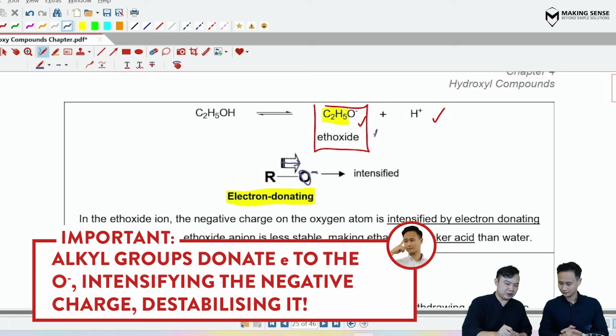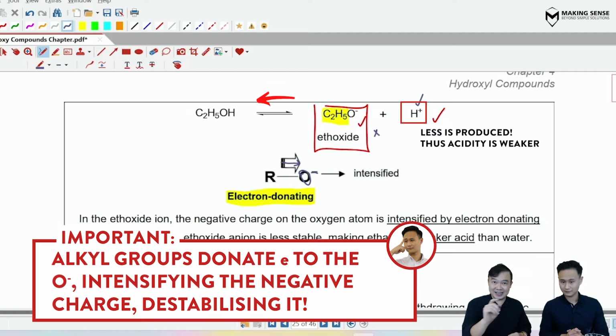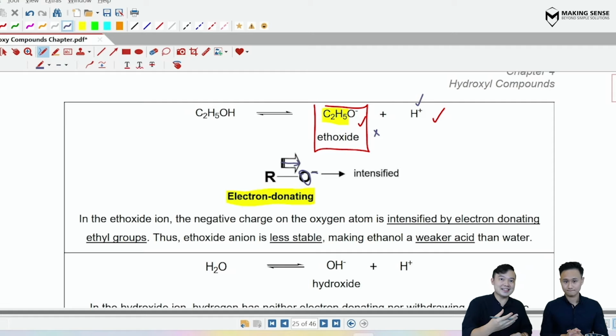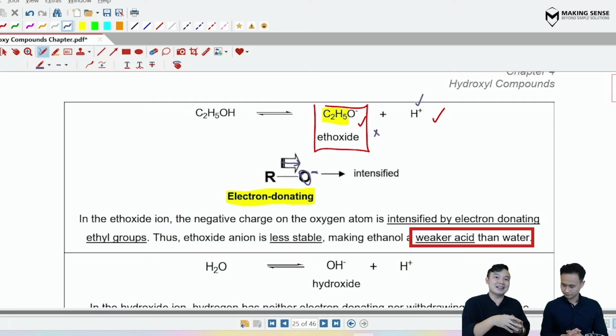That's right. So if you manage to destabilize your ethoxide ion, it must mean that the position of equilibrium will shift towards the left. And that will cause the production of less H+, which essentially means that your ethanol is going to be not acidic at all. Now, in reality, your alcohol, we do not even call it acidic. We say that it is actually a neutral molecule. And in reality, we also understood that ethanol is even less acidic than water.